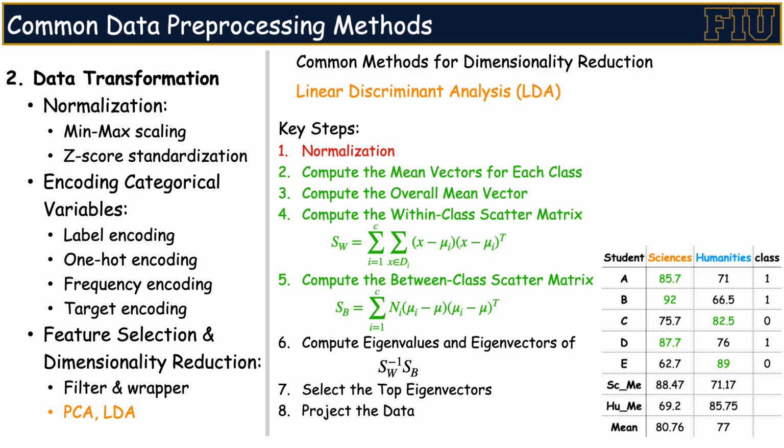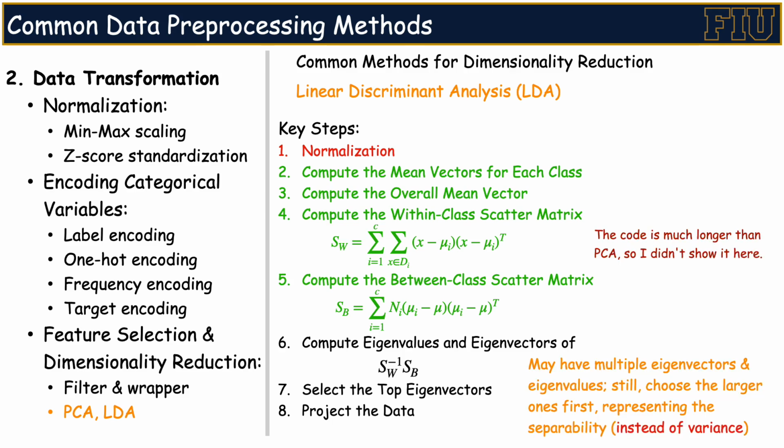From this point, the idea behind LDA becomes similar to PCA. We want to perform dimensionality reduction while preserving as much of the original information as possible. To do that, we compute the corresponding eigenvectors, and the directions represented by these eigenvectors are the ones where the projection is maximized. Like PCA, LDA can produce multiple eigenvectors and eigenvalues, but we always select the largest ones. The difference here is that these eigenvalues don't represent variance anymore. They represent how well the data points can be separated.